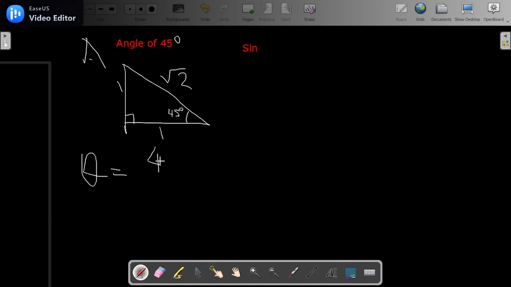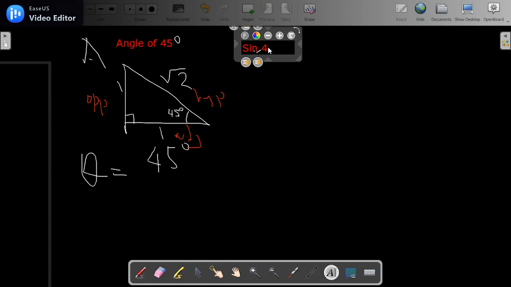So the side facing the angle is the opposite, while the longest side is the hypotenuse. Here it is, and the remaining one is the adjacent. So now what do we do? How do we get the sine of 45 degrees?